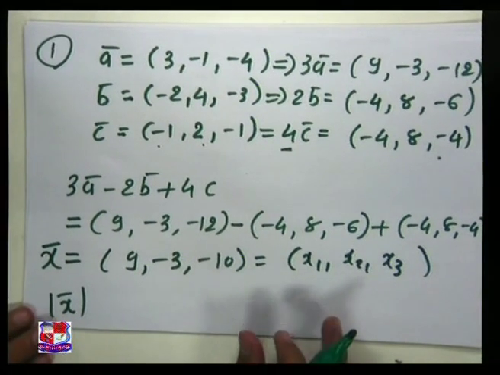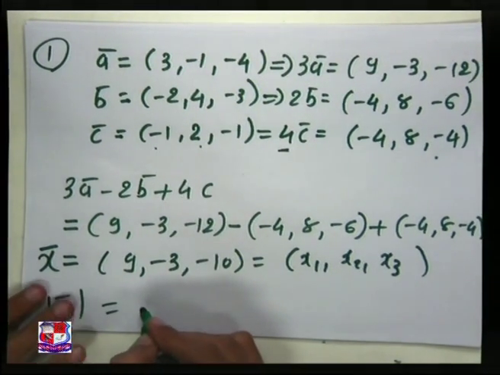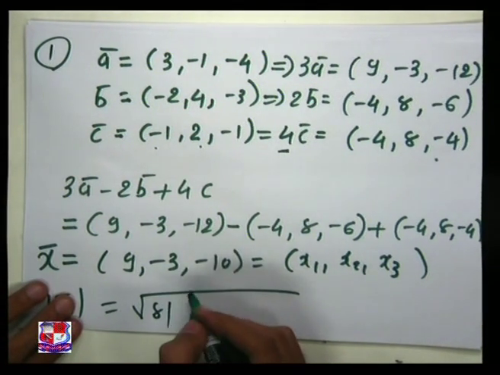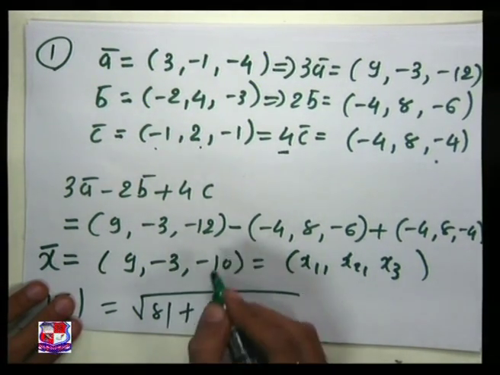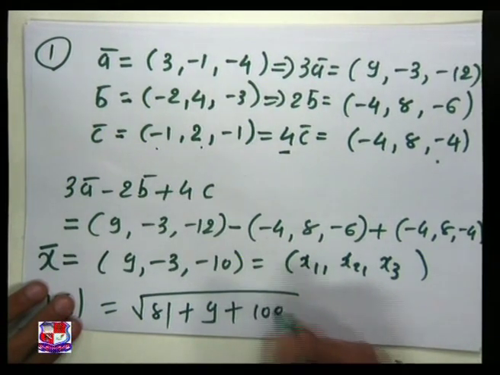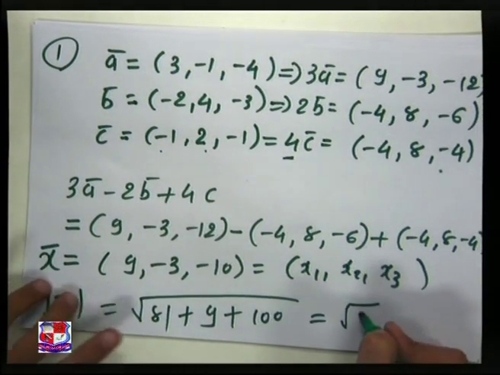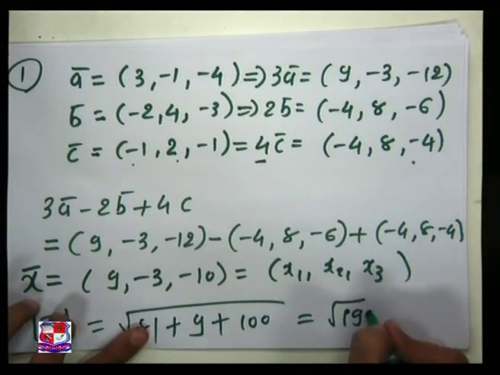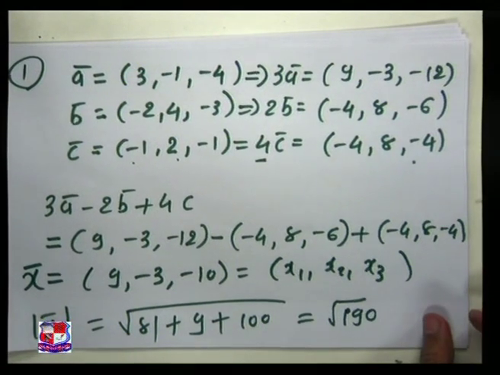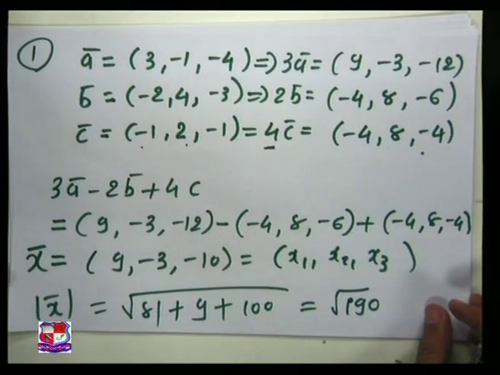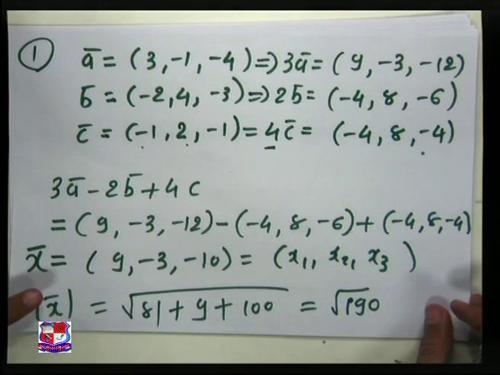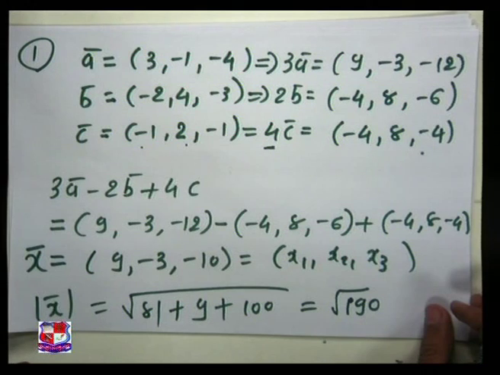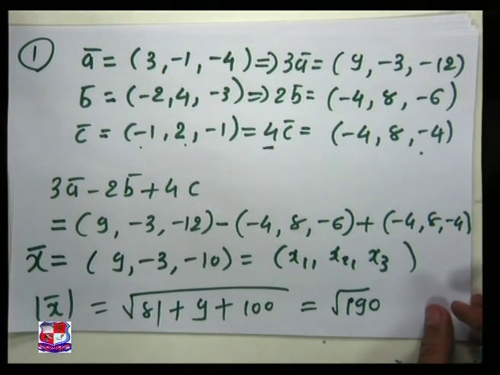Then modulo of x is equal to root of 9 square, that is 81, plus minus 3 square, that is 9, and minus 10 square, that is 100. This is equal to root 190, right? So this is modulo of x. So we have 3a minus 2b plus 4c, that is x, that is 9, minus 3, minus 10, and modulo of x is root of 190.